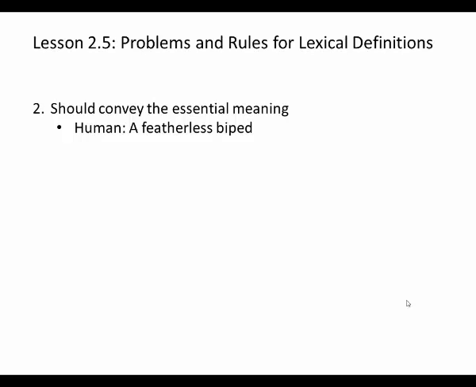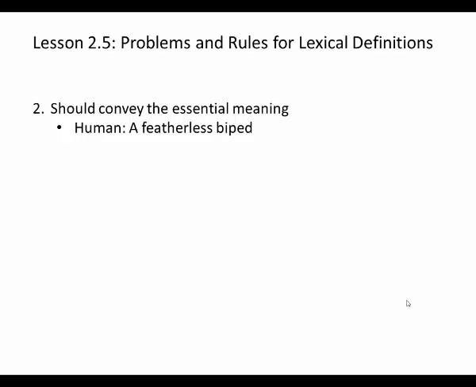Now, those don't seem to be the essential qualities. They're features that happen to mark us out, but they're accidental. So a definition shouldn't do that. It should convey the essential meaning of the term being defined. So we have the rule that it should convey the essential meaning, and the rule that the definition should be neither too broad nor too narrow.